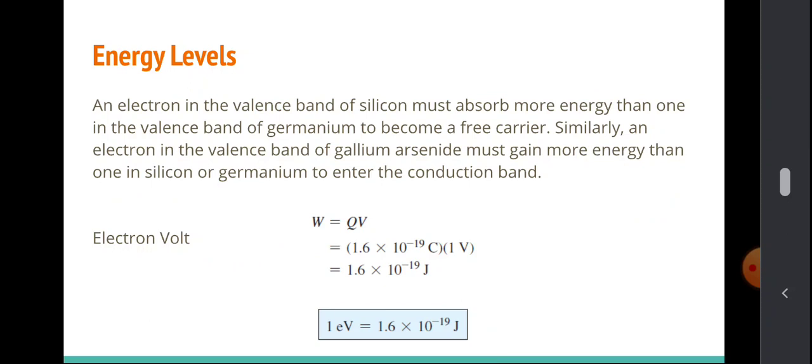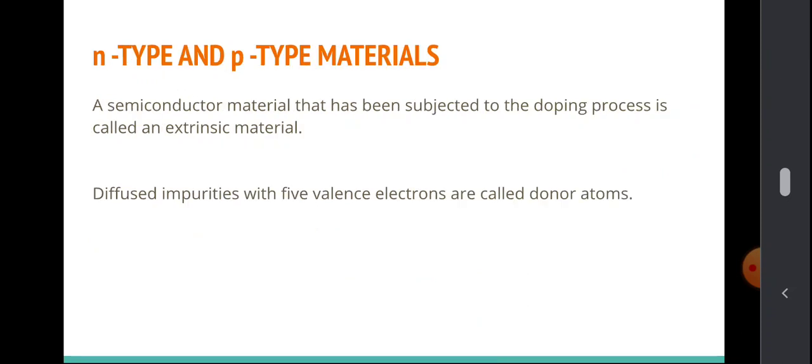So if you look at the equation for the electron volt, energy equals charge times voltage. 1.6 times 10 to the power of negative 19 coulombs times 1 volt equals 1.6 times 10 to the power of negative 19 joules. So that is the equivalent of 1 electron volt. 1 electron volt equals 1.6 times 10 to the power of negative 19 joules.